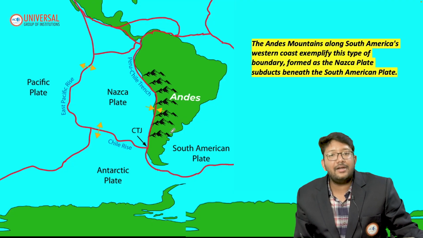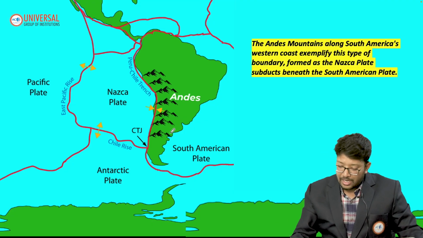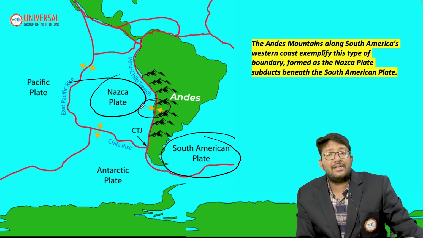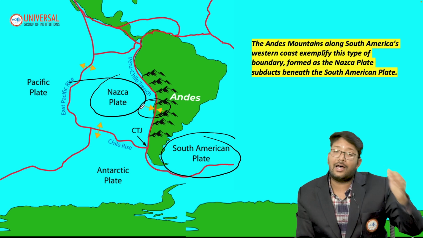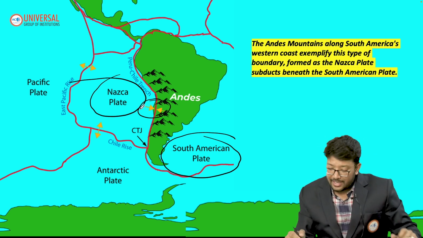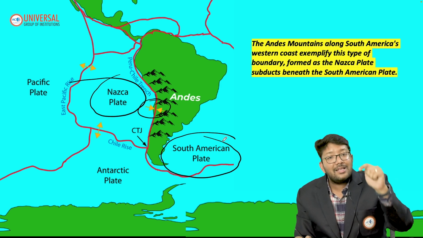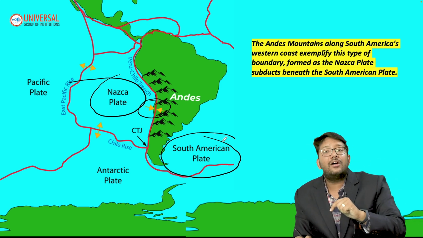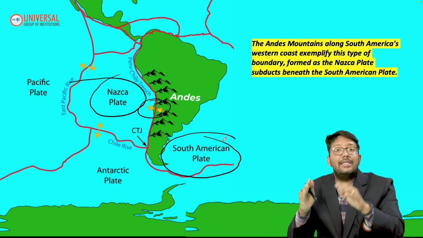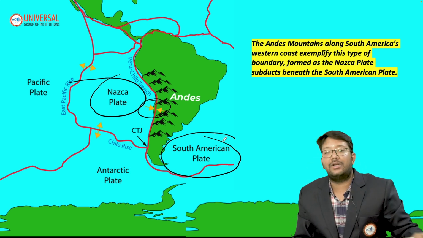Fine, you remember that. This is the example of the South American plate and the Nazca plate. As you can see, the Nazca plate is colliding with the South American plate. The Nazca plate is an oceanic plate, and the South American plate is a continental plate. So the Nazca plate is going down into the mantle, and the South American plate is rising. Basically, this is how the Andes mountains are formed.